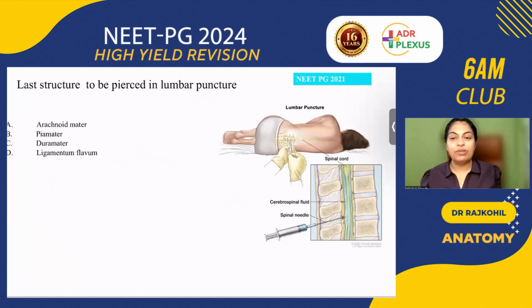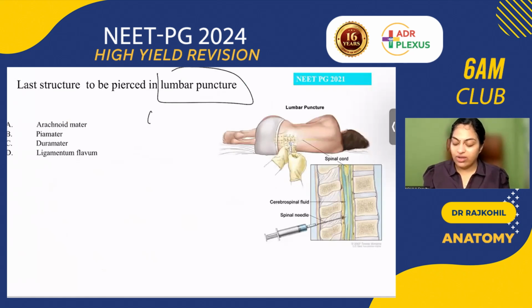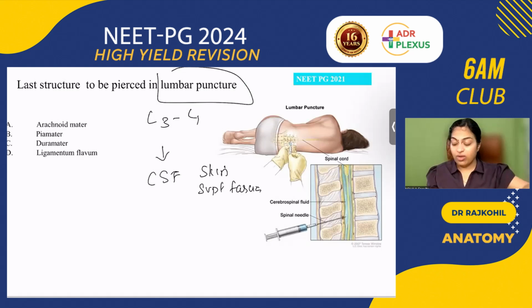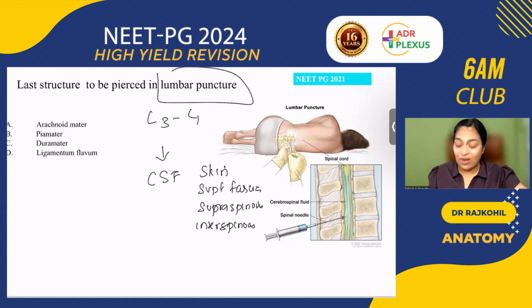The last structure to be pierced in lumbar puncture. So this lumbar puncture, L3, L4 level to withdraw the CSF, isn't it? What are the structures you come across when you pierce it? You have to pierce the skin, superficial fascia. What are the ligaments you come across? The supraspinous ligament, and then interspinous ligament, and then comes the ligamentum flavum, right? And then the dura mater, epidural space, dura mater, subdural space, and the arachnoid.